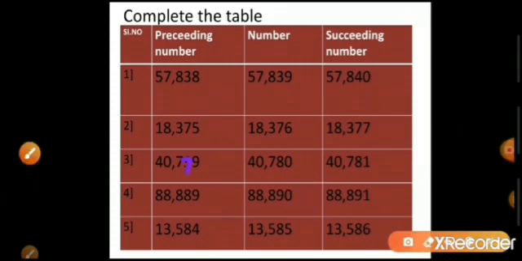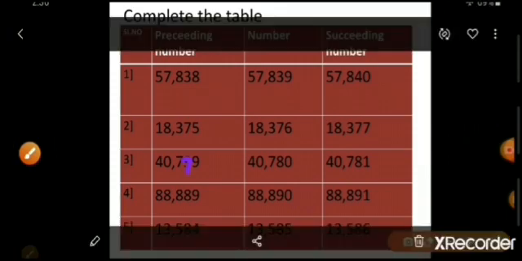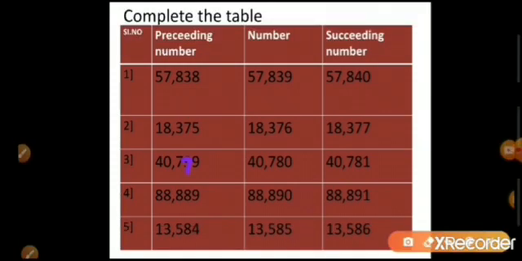88,891. Now the last number, 13,585. From that number we subtract 1, then we get the preceding, 13,584. To that number we add 1, 13,586. This is the succeeding number. Preceding is 13,584, the succeeding is 13,586. This type we solve the problems one by one, the preceding and the succeeding number.